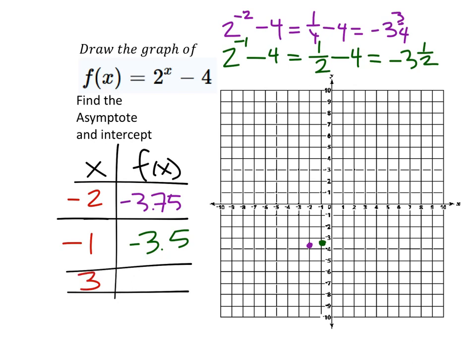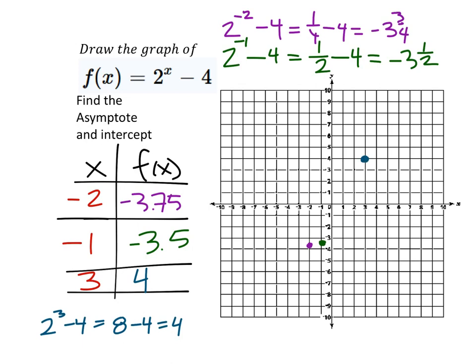All right, positive 3, that's 2 to the power of 3 minus 4. 2 to the power of 3 is 8 minus 4, which is 4. So we have the point 3, 4. That's very nice.